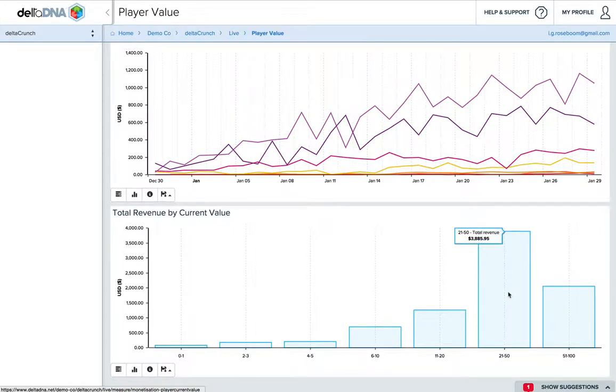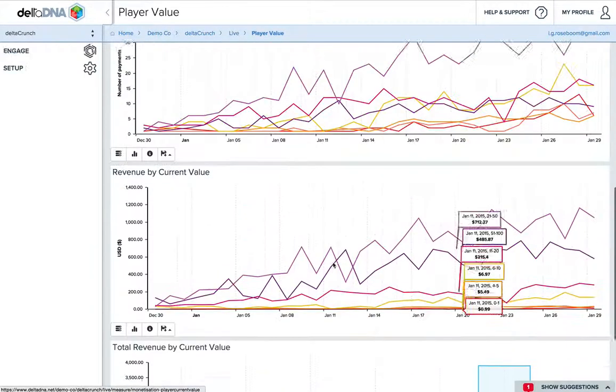So where is most of your revenue coming from? Is it coming from lots of little spenders, or is it coming from a middle class of average spenders, or is it all coming from whales? So in Delta Crunch, we can see that most of the revenue is coming from a middle class of players that are spending between $20 and $50. So not lots of little tiny transactions, but not a few very big spenders.